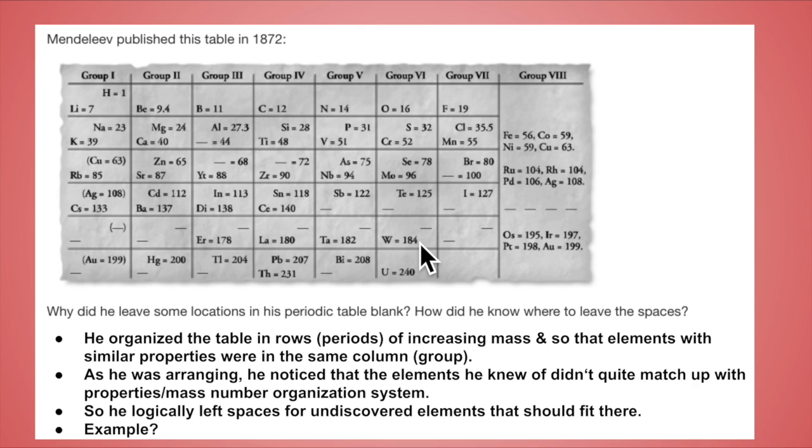We organize it a little bit differently today, and I'll talk about that in just a minute. But basically, this question is asking, how did he know where to leave these spaces, right? So he's basically left these spaces saying, well, there should be an element here, and I think that it's going to weigh about this much, but we haven't found it yet, so I'm just going to leave these spaces here. So essentially, he knew how to do this because he followed his pattern that he was organizing it in, right? And he left these spaces blank based on that pattern. So he's saying, there should be an element here that has the same properties as the stuff in this group.